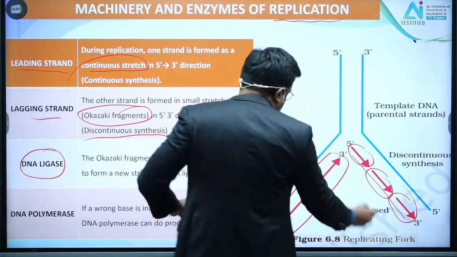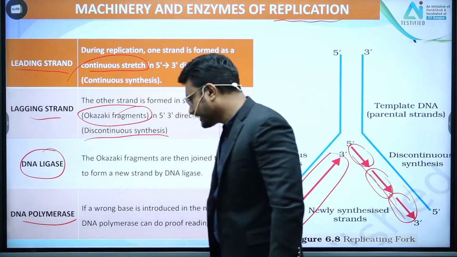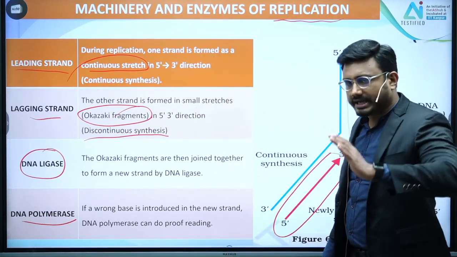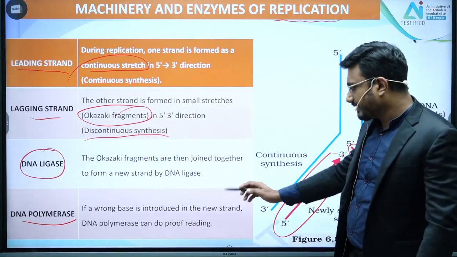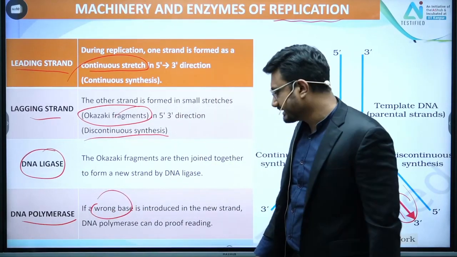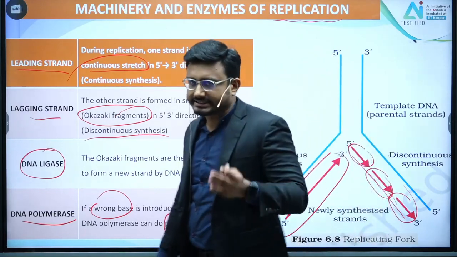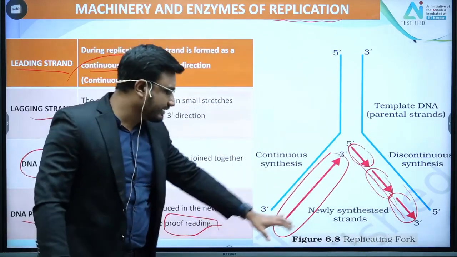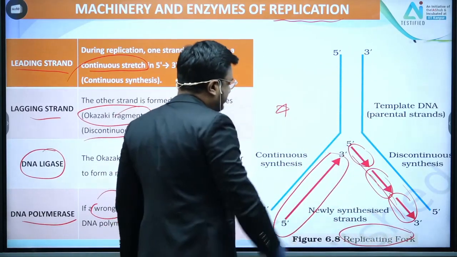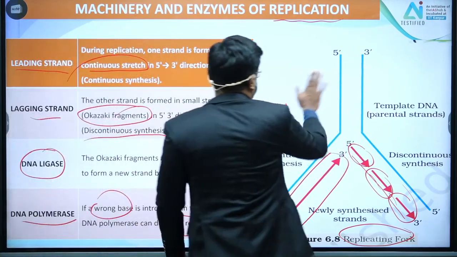DNA polymerase is responsible for the addition of the nucleotides. So here the nucleotides need to be added, and that is done with the help of the DNA polymerase enzyme. It also checks that only the right base is added. If a wrong base is introduced, then the DNA polymerase removes it. So it has the ability to do proofreading, that is, the process of checking. Here the diagram of the replication fork is given. This diagram is very important. So now let us move to the next concept.